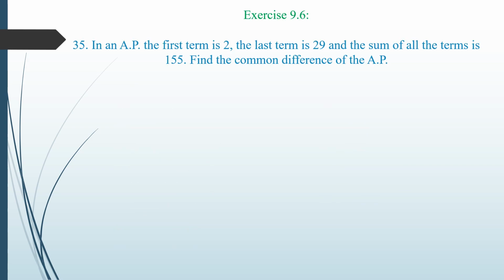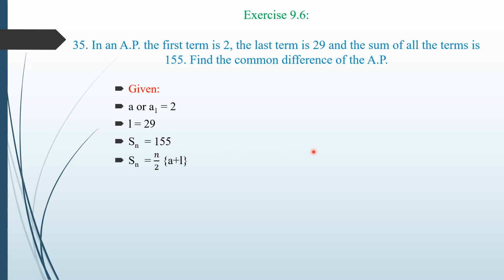Next question is question number 35, which says in an AP the first term is 2 and the last term is 29 and the sum of all the terms is 155. Find the common difference of the AP. This is a very simple question, but it is very interesting. Let us see how we can proceed. First, we will note down all the given data. We are given the first term, that is a or a1 equal to 2, and we are also given the last term, that is l, which is equal to 29. We are also given one more piece of information, that is Sn equal to 155.